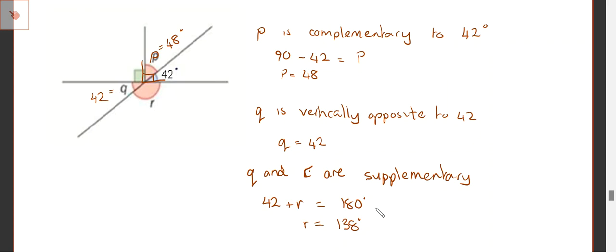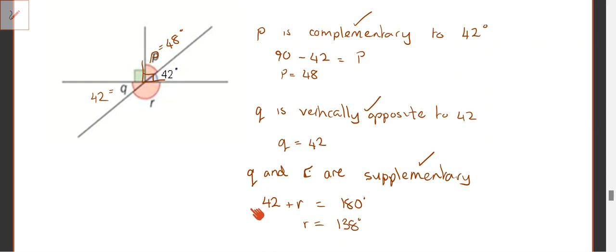Now that is all the vocabulary I needed to see for that question. So the words I'm looking for: complementary, vertically opposite, and supplementary. Some of you got the idea, what one person wrote, R and 42 add up to 180, but didn't use the right word, supplementary. Okay?